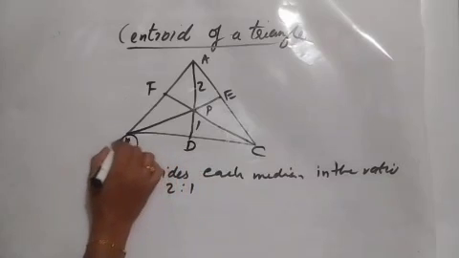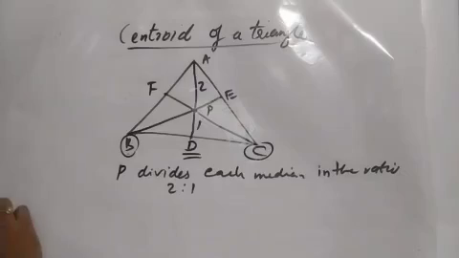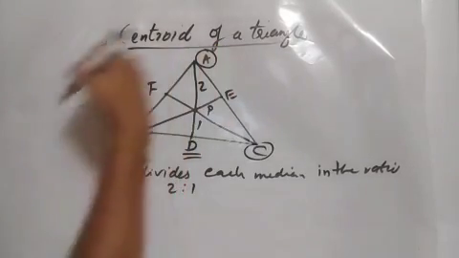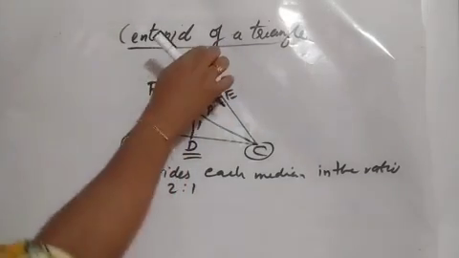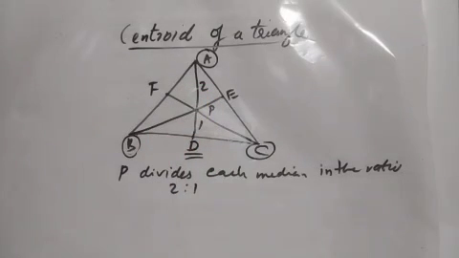If we know the vertices of a triangle, we can find the midpoint D, no? Yes. And we know the coordinates of A also. So we know the 2 points and the ratio 2:1. We can apply section formula to find the coordinates of P. Understood? These are the important topics from this chapter.